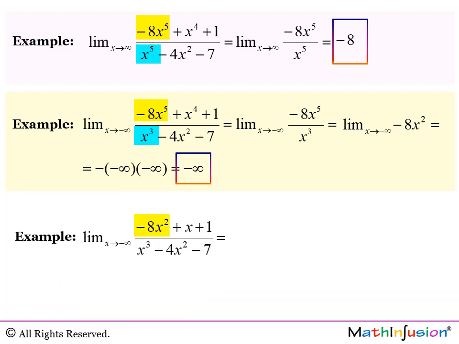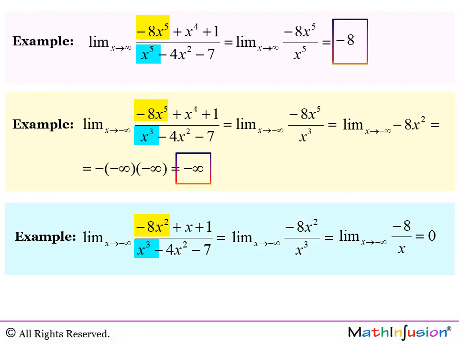And in this case, again, we can only take the limit of the ratio of -8x to the power of 2 over x cubed. We get that, which is 0. If you can see, these represent all the 3 cases of the degree of the polynomial above being more, the same, or less than the degree of the polynomial in the bottom.